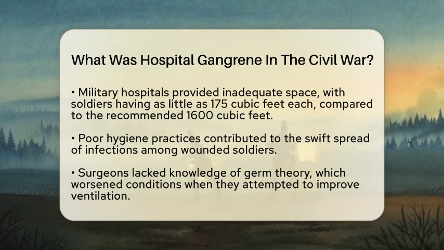Soldiers sometimes had as little as 175 cubic feet of space each, which is far below the recommended 1,600 cubic feet per patient. This cramped environment, combined with poor hygiene practices, allowed infections to spread quickly among the wounded. Surgeons at the time lacked a complete understanding of germ theory, which meant their attempts to improve ventilation often made things worse by introducing more bacteria into the air. Many wounds that seemed minor at first could quickly escalate into severe infections.